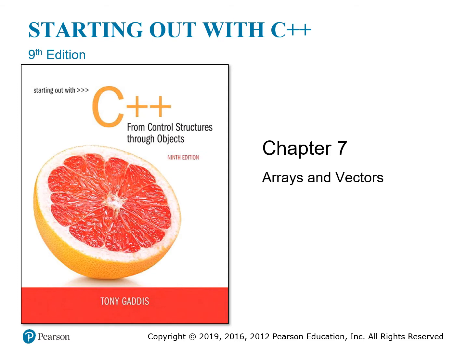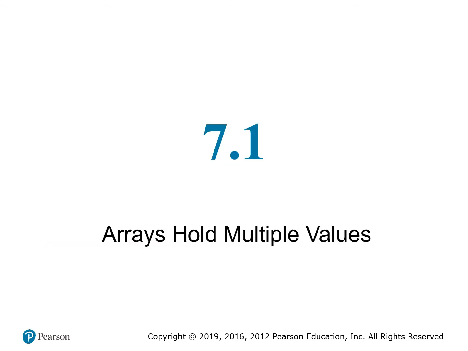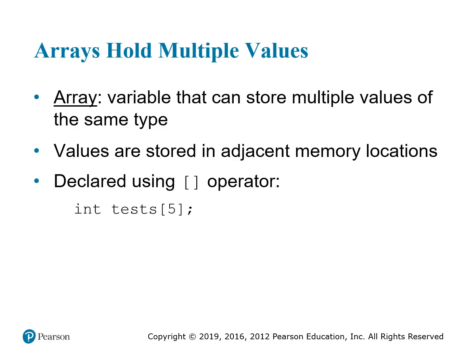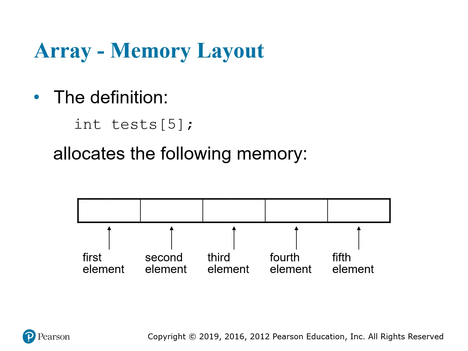Okay, what is an array and why would we want to use one? Arrays are a single variable that holds multiple values. For example, if you wanted to store student test scores, and the test scores were all integer values, you could declare int tests, square bracket 5.